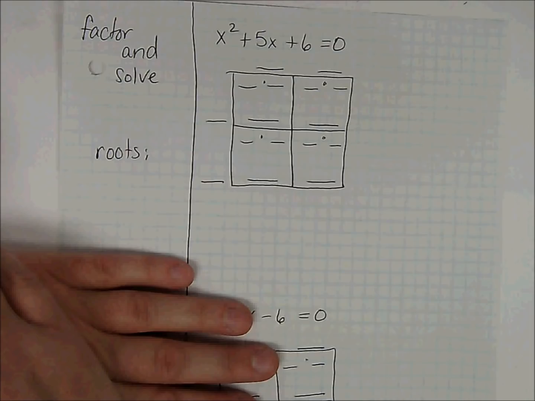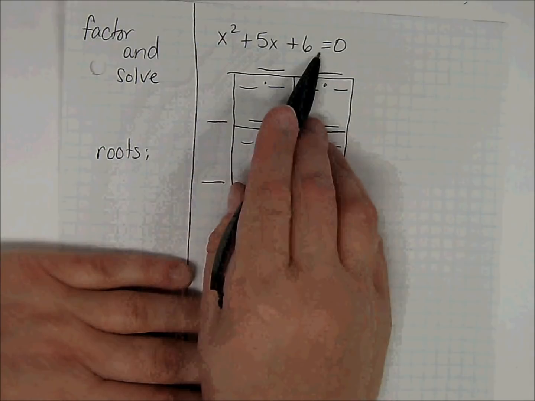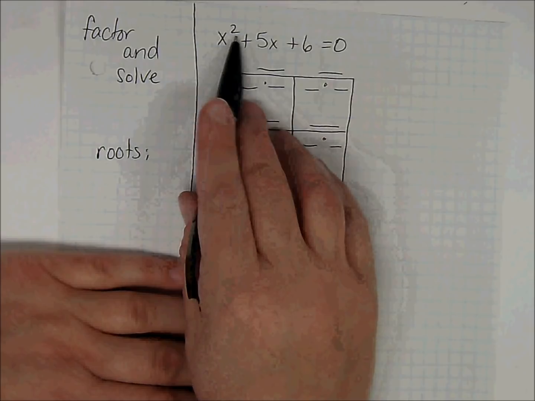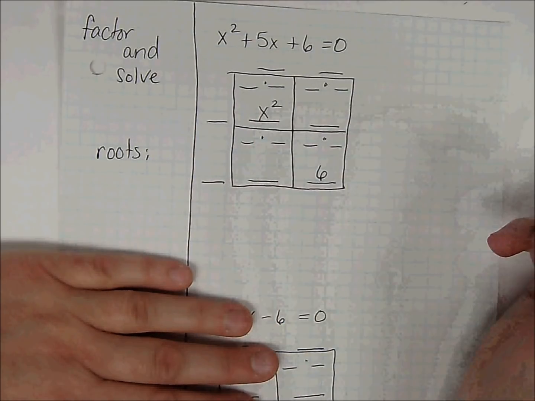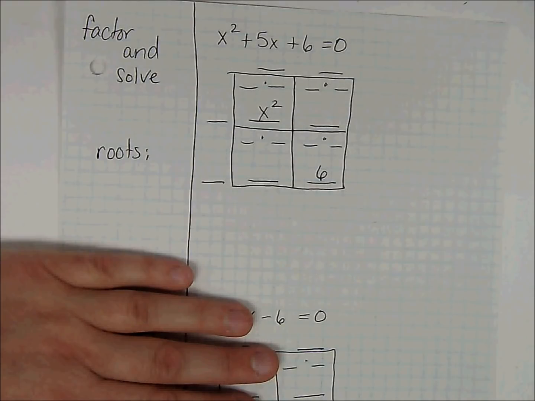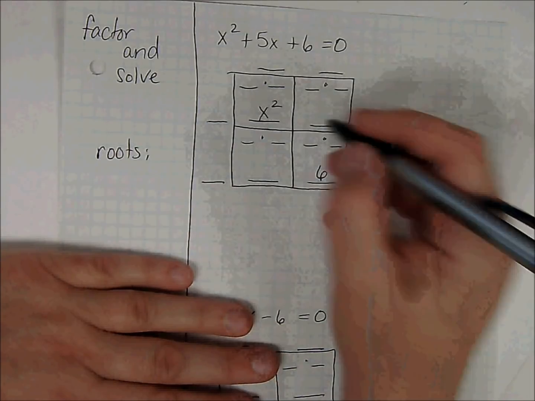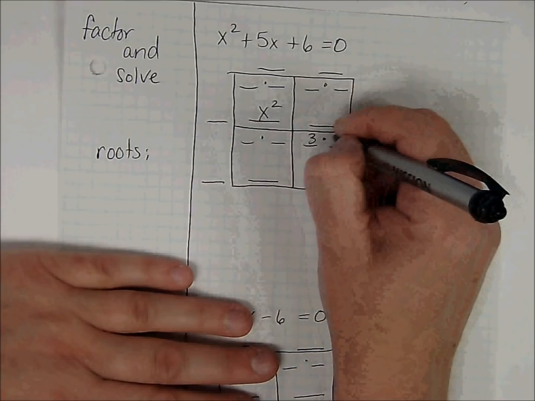This time we have to actually do the factoring before we solve. So we go through all our steps. Is there anything that we can take out in common? No. There are 3 terms, so we use our box. Multiplies together and gives me a 6, and adds together and gives me a 5. That would be 3 and 2.